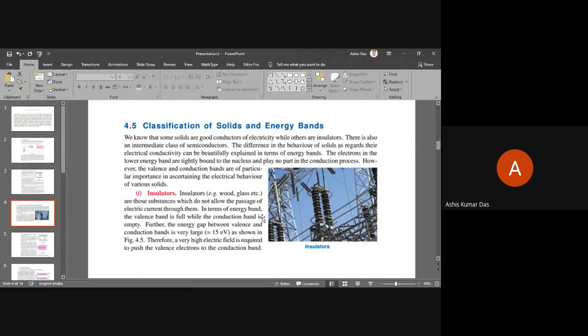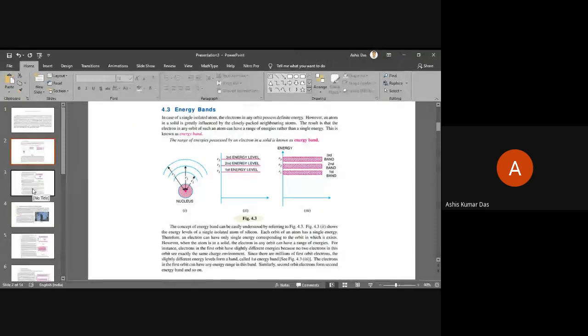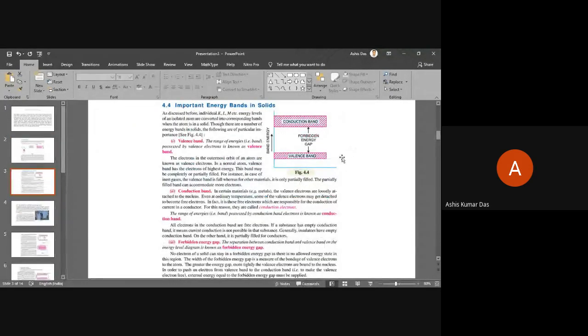Now, when there is a huge energy gap, there are very few possibilities for the free electrons to jump from the valence band to the conduction band. So it is very hard for the free electrons available in the valence band to jump into the conduction band.